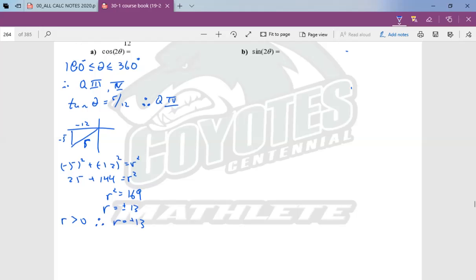We need this because if we're evaluating cosine, then we need to know what r is in this case. Now we can go ahead and do question A. Question A says cosine 2 theta. We could use any of our manifestations of this. It doesn't really matter which one we're going to use.